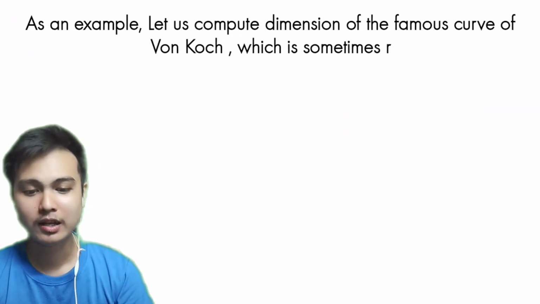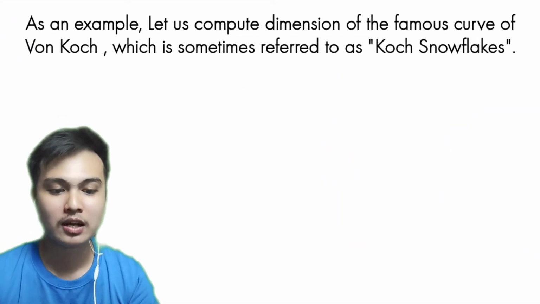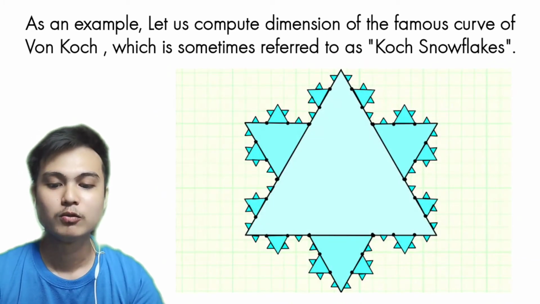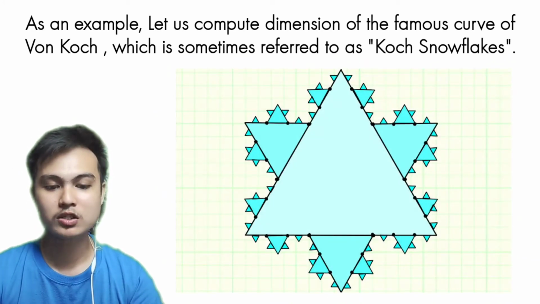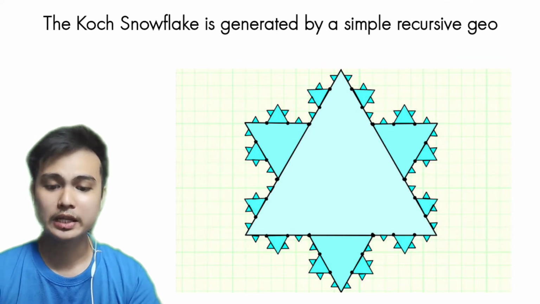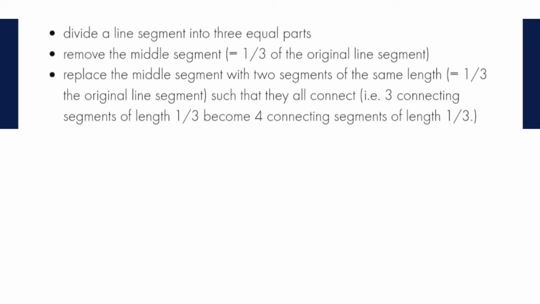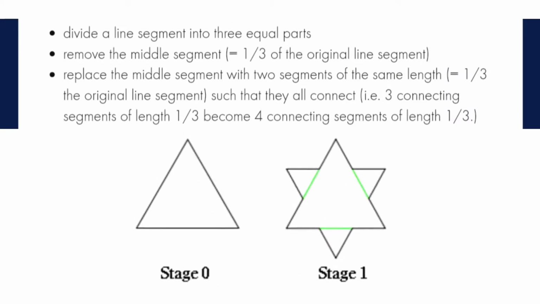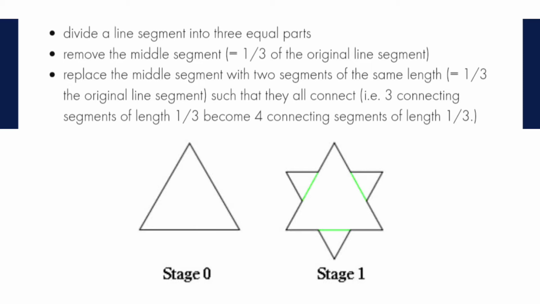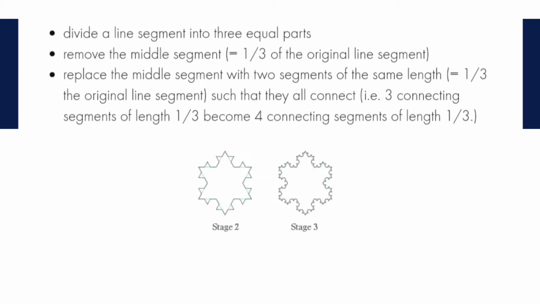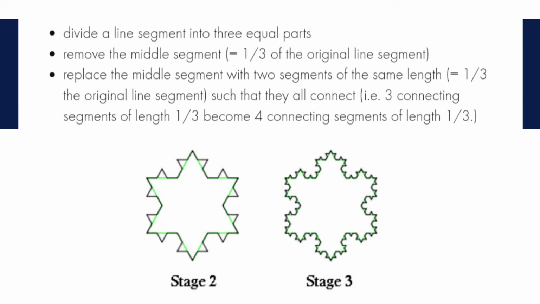As an example, let us compute the dimension of the famous curve of von Koch, which is sometimes referred to as the Koch snowflake. The Koch snowflake is generated by a simple recursive geometric procedure. Number 1. Divide a line segment into 3 equal parts. 2. Remove the middle segment, which is equal to 1/3 of the original line segment. Number 3. Replace the middle segment with 2 segments of the same length, which is equal to 1/3 of the original line segment, such that they all connect.